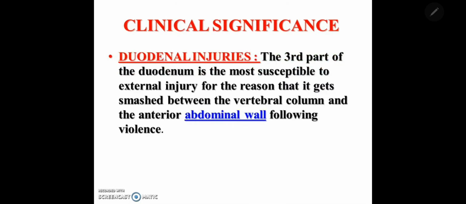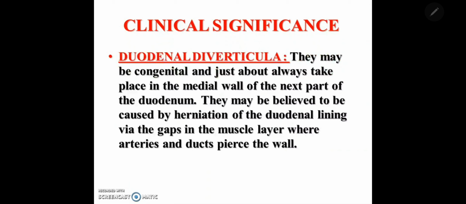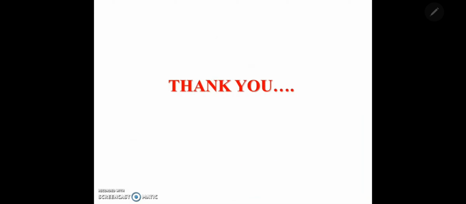Coming to duodenal ulcers, which are very common in the first part due to end arteries. Duodenal injuries: the third part of the duodenum is most susceptible because it is superficial and related to the front of the vertebral column and anterior abdominal wall. You also see duodenal diverticula, which may be congenital and occur between the openings of the ducts and vessels going through the walls of the duodenum.